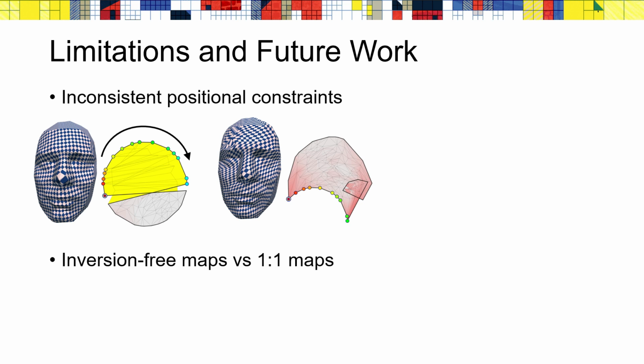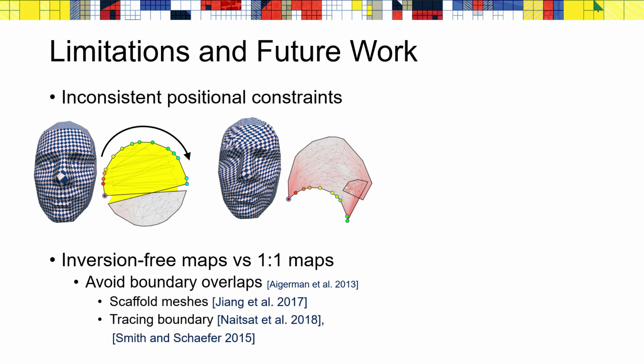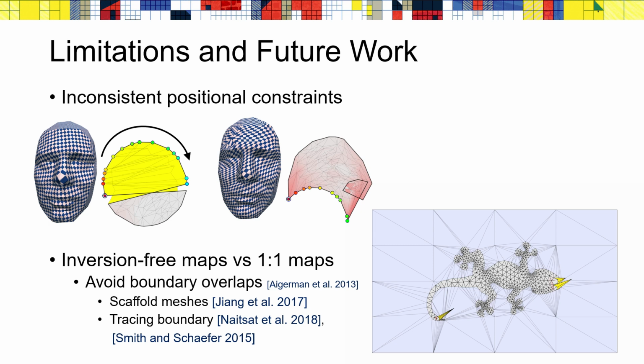This example shows another common limitation of inversion-free mapping algorithms. Inversion-free maps are not always bijective. However, it is possible to impose additional constraints to prevent boundary overlaps and to guarantee that the inversion-free maps will be globally bijective. There are several studies on how to impose those constraints. Those methods can be integrated with ABCD. Here is a toy model example of combining the method of scaffold meshes with our algorithm for obtaining a globally injective map.